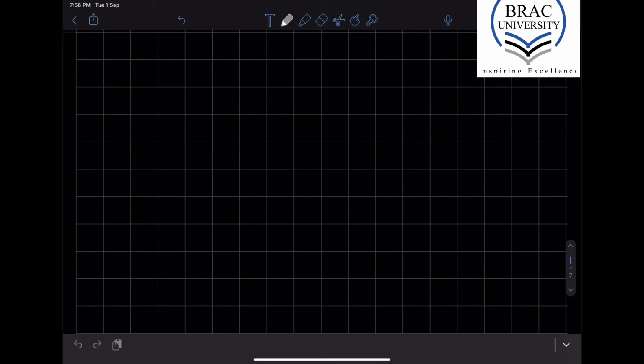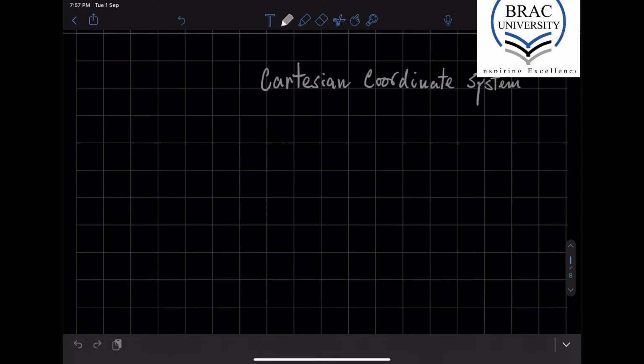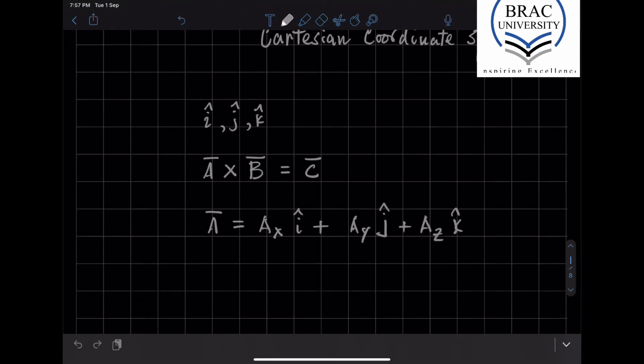So let us calculate the cross product in the Cartesian coordinate system. Remember that in the Cartesian coordinate system, the directions of the three axes are given by the unit vectors i, j, and k. If I want to find the cross product between A and B, and call that C, I first want to express A in terms of i, j, and k, and then similarly B.